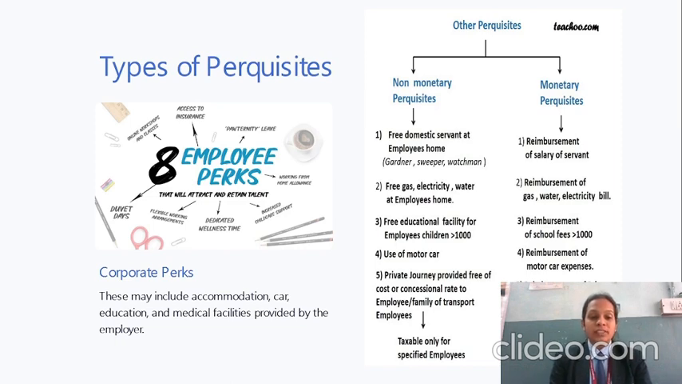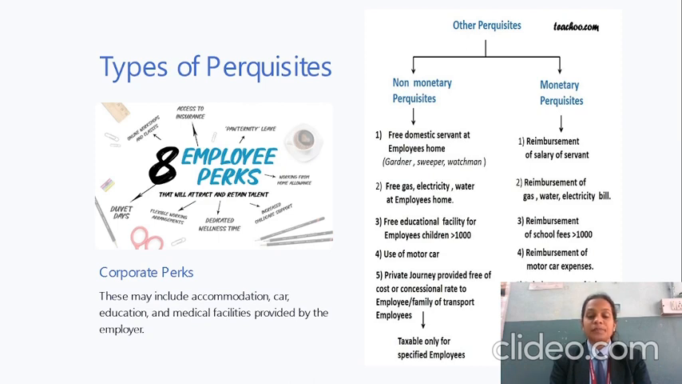These are the corporate perks, which means corporate perquisites. These may include accommodation, car, education, and medical facilities provided by the employer. The monetary perquisites are taxable only for specified employees, which includes free domestic servant at the employee's home, that is gardener, sweeper, watchman. Then free gas, electricity or water at the employee's home. Free educational facility for employees' children is up to rupees 1000. Then use of motor car for private journey provided free of cost or at concessional rate to the employee and their family.